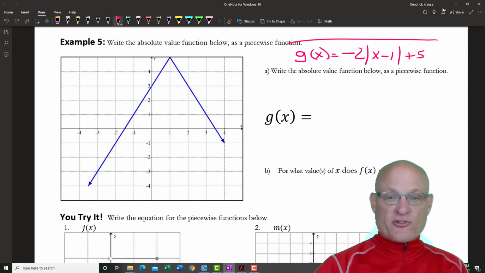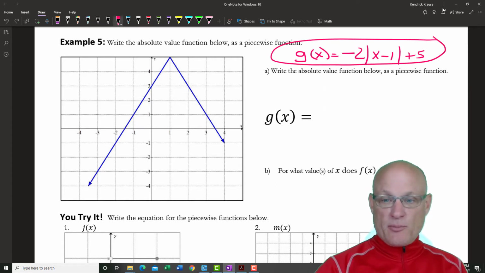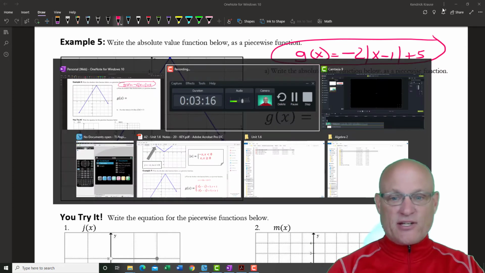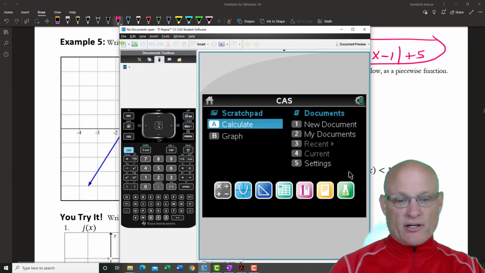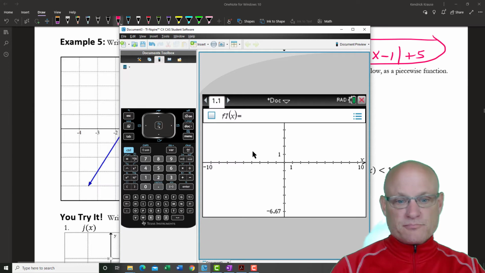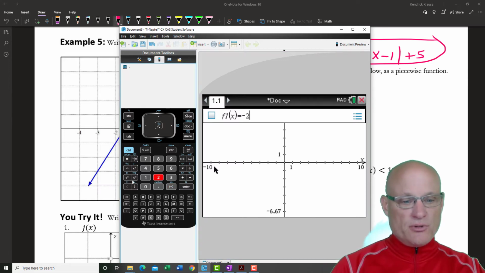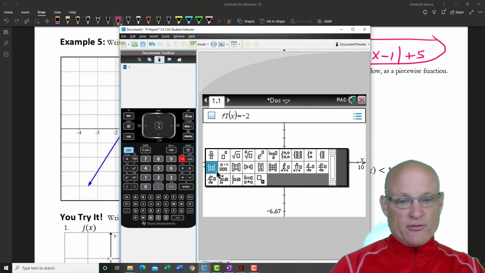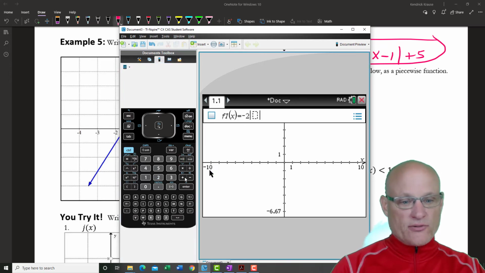So if I asked you just to write the linear function of it, it would be that. Now you could always test these to see if you're right. You can come over to your calculator, hit the graph button, and then type in -2 absolute value of x minus 1, and then plus 5. So we'll look at that.